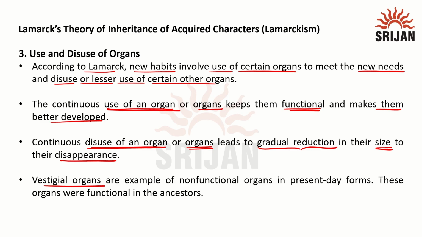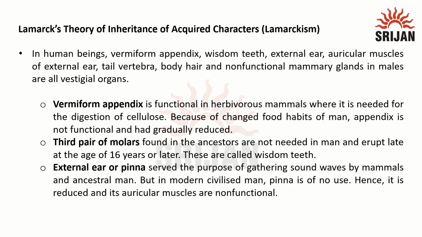So vestigial organs are examples of non-functional organs in present day forms. These organs were functional in ancestors, and Lamarck says because of the disuse of the vestigial organs in our ancestors, they slowly have become diminished. And in human beings, we have many vestigial organs like the vermiform appendix, wisdom teeth, external ear, auricular muscles of the external ear, tail vertebra, body hair, and non-functional mammary glands in the case of males. These are all vestigial organs.